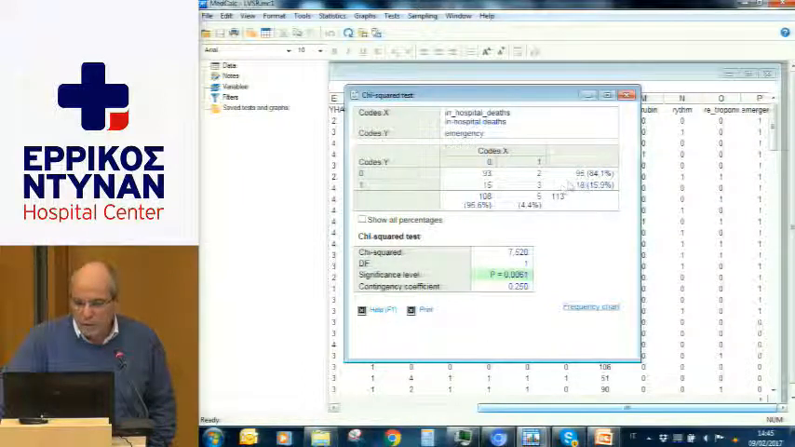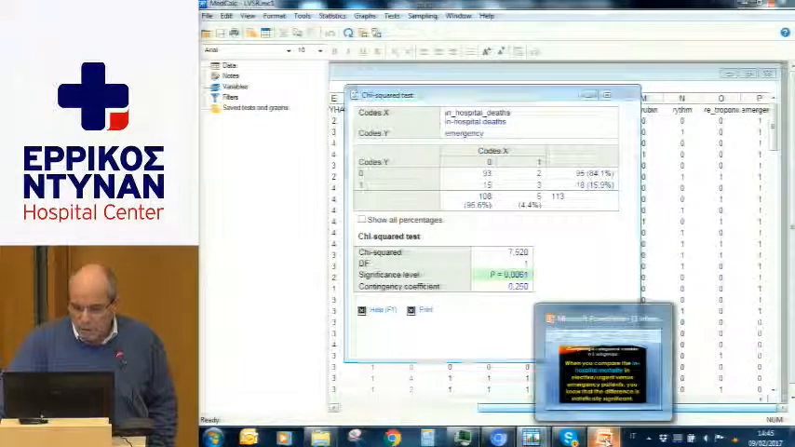You see that you have 18 deaths globally, and among the patients with emergency there are 18 patients with 3 deaths. And you have 2 deaths versus 95. So you have 5 deaths. These are the number of deaths. So this is statistically significant. And this is an important concept.